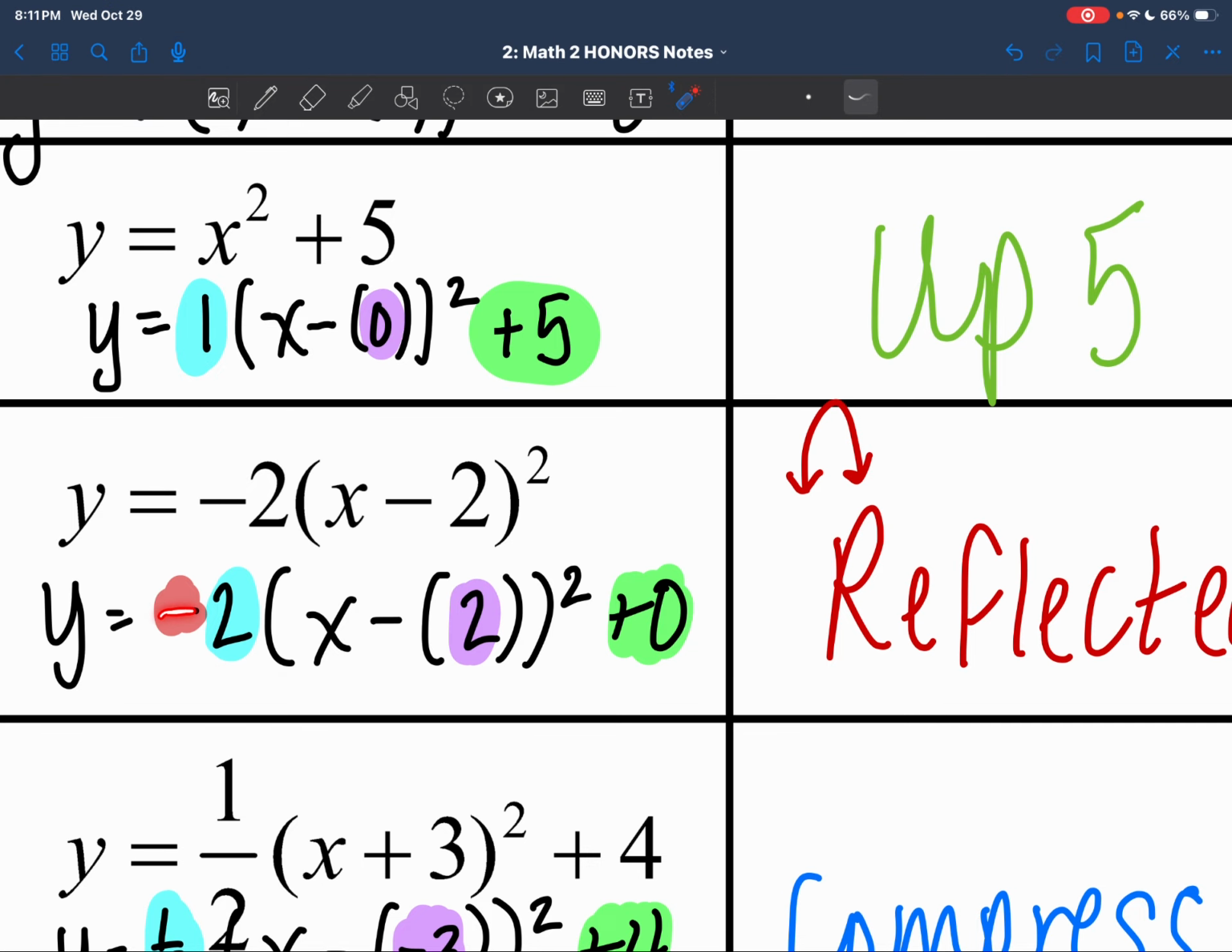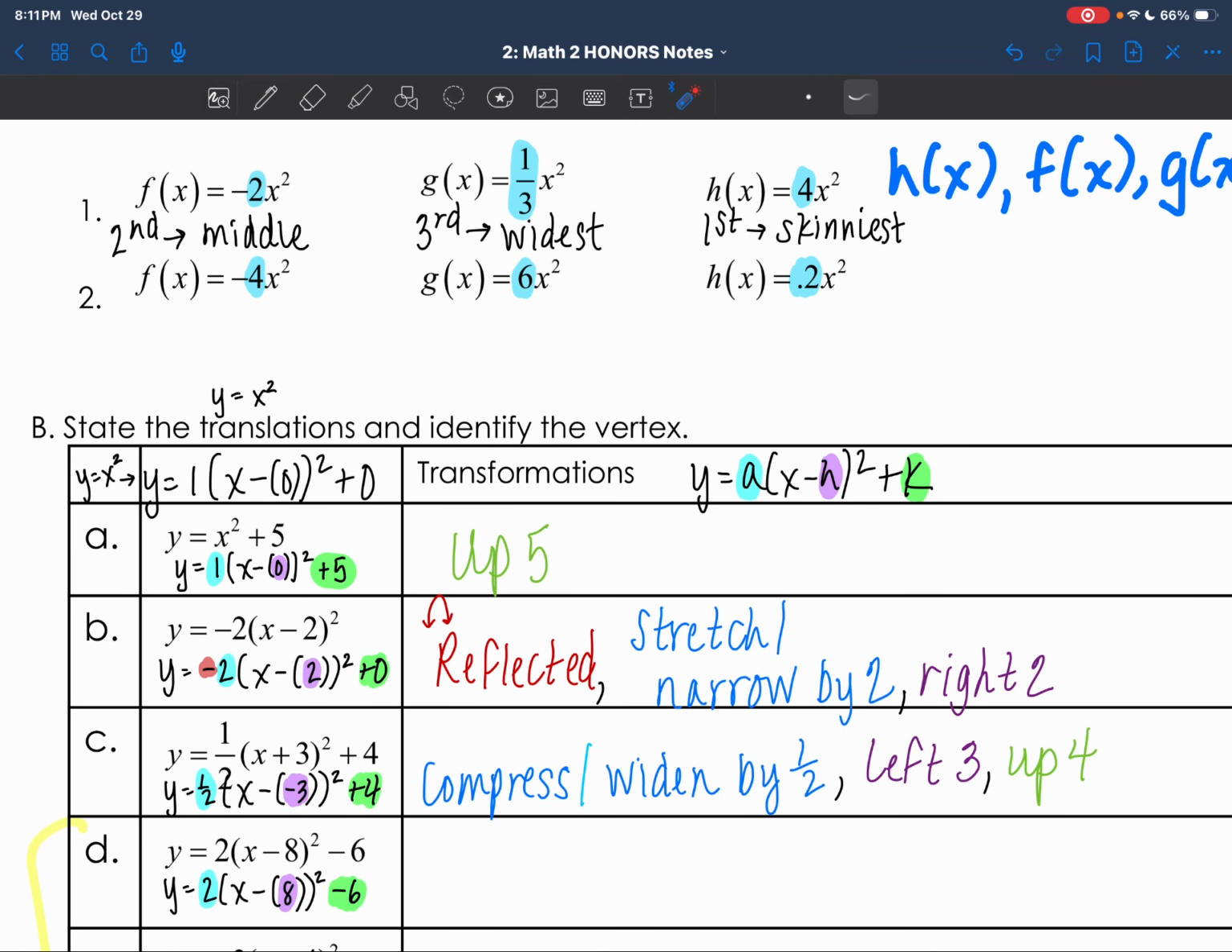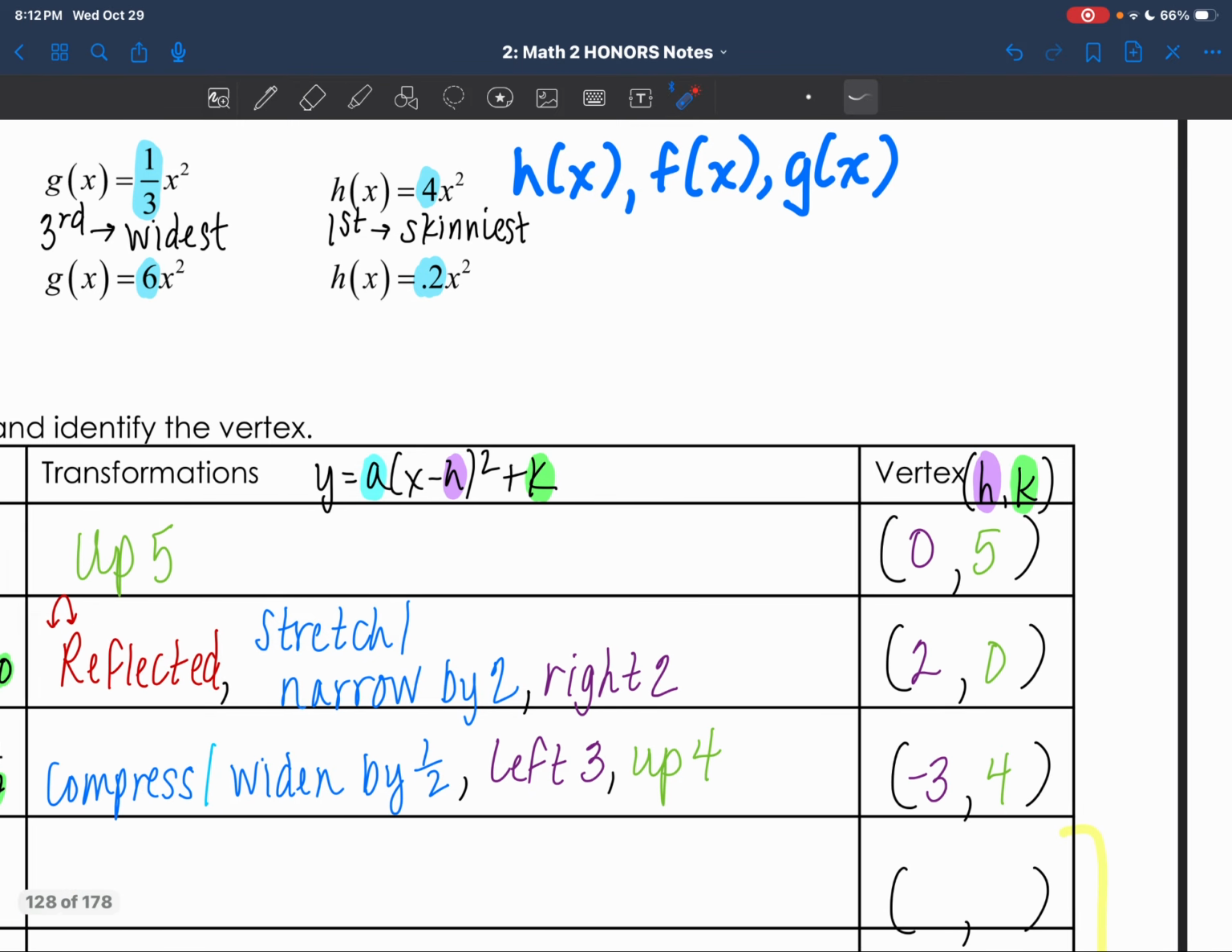And then this negative means it's going to open down. So put it all together, which means it's reflected. So we said this negative means it's reflected, or it's going to open down. We said this 2 means you either stretch or make it narrow by 2. And then this h is saying we're going to the right 2. And if you look at the vertex, it should be positive 2, 0, which is what we have.